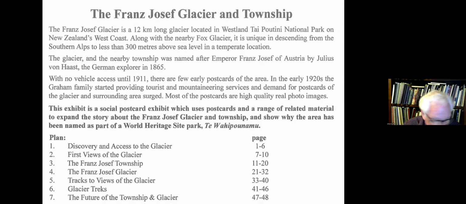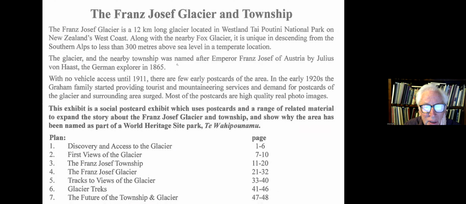So the Franz Josef Glacier is quite famous, not just in New Zealand, but overseas as well, because it's one of the few glaciers anywhere in the world in a temperate area. So there's the Fox Glacier and the Franz Josef Glacier. And although they've retreated hugely, especially in recent years, they have had years when they've advanced and then retreated again. So this is what I call a social postcard exhibit.